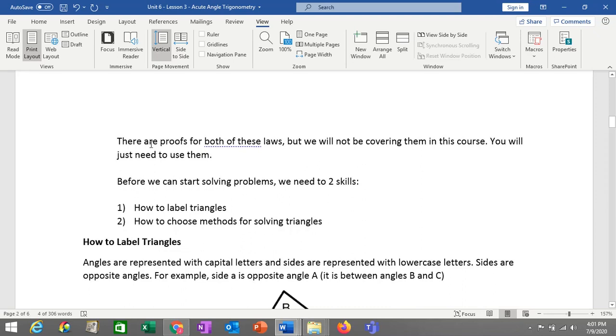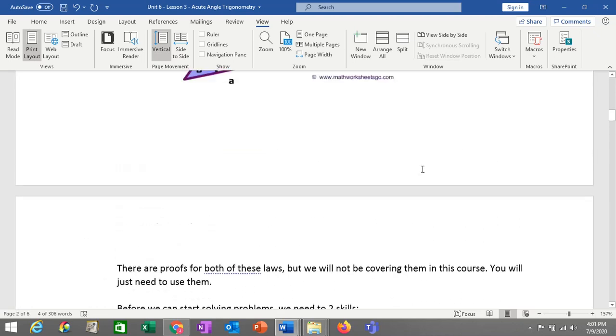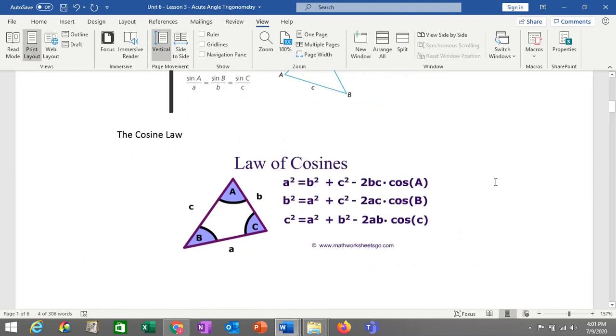Okay, so there are proofs for both of these laws. They're not magic. They're in your textbook, but we won't be covering them in this course. You don't need to know them for the test. You don't need to know them for the exam. We can just assume that they're there and you can just use them.